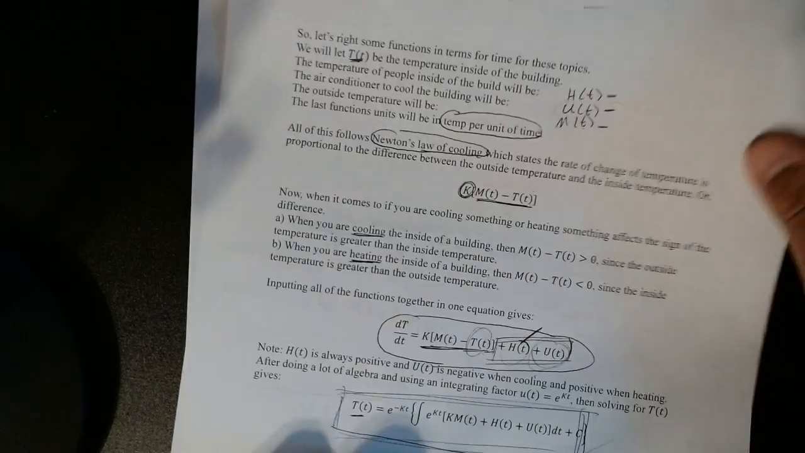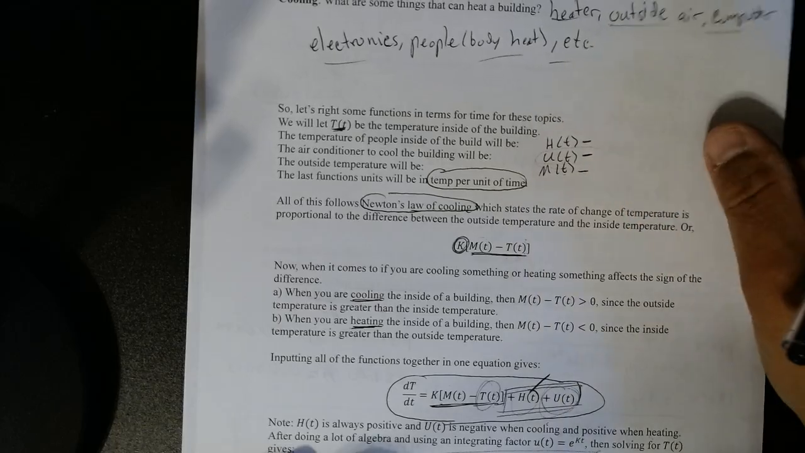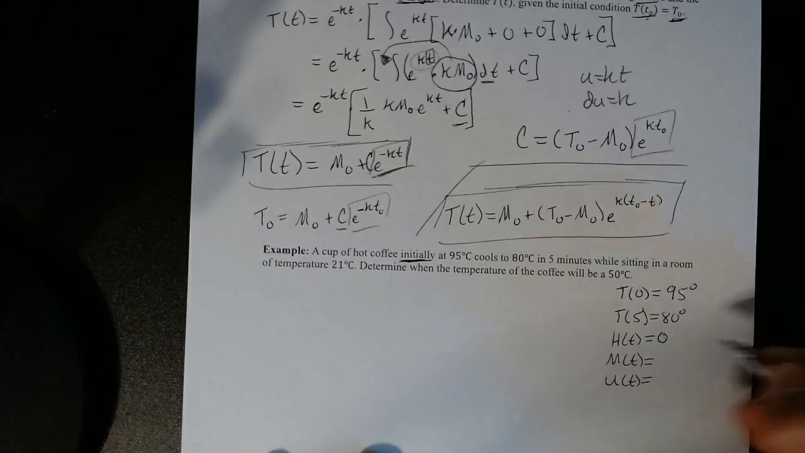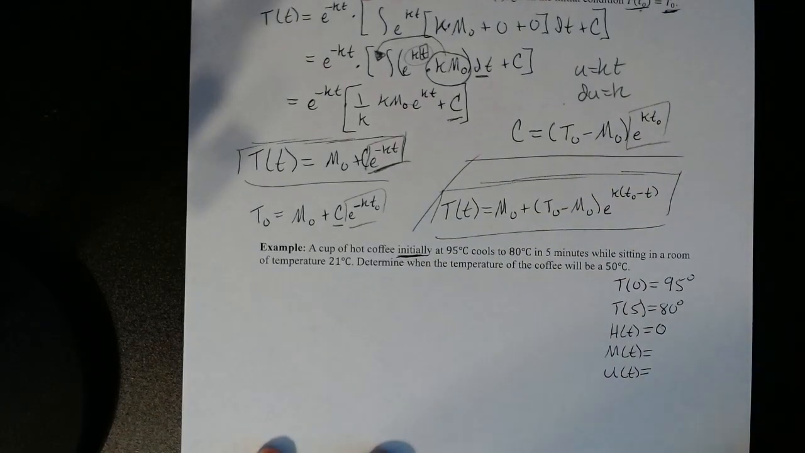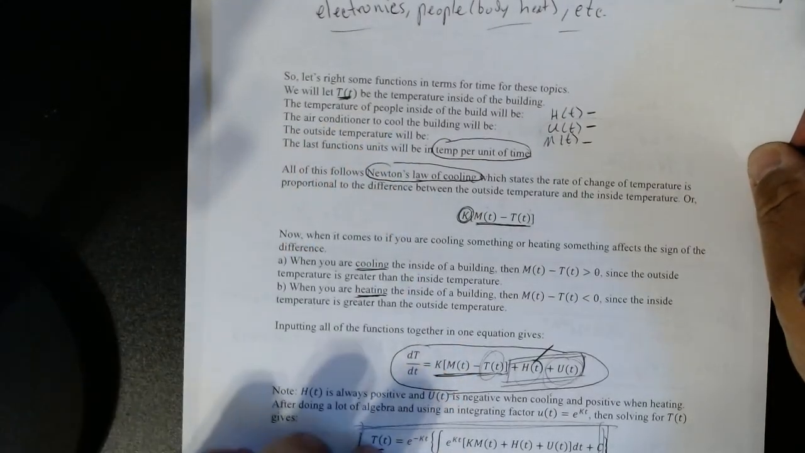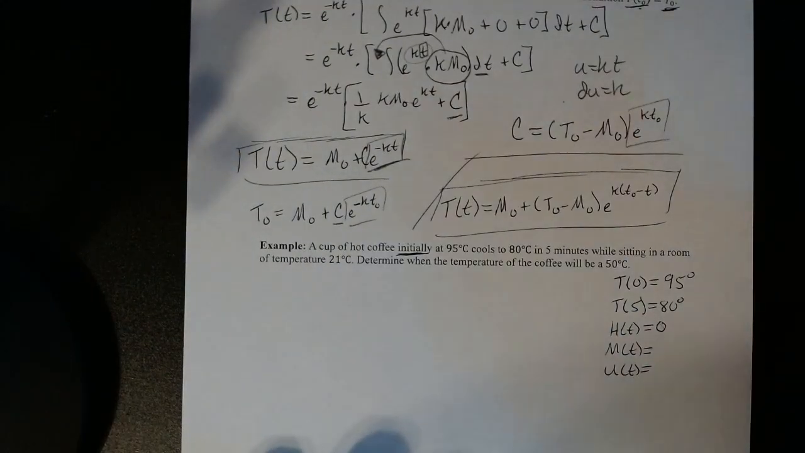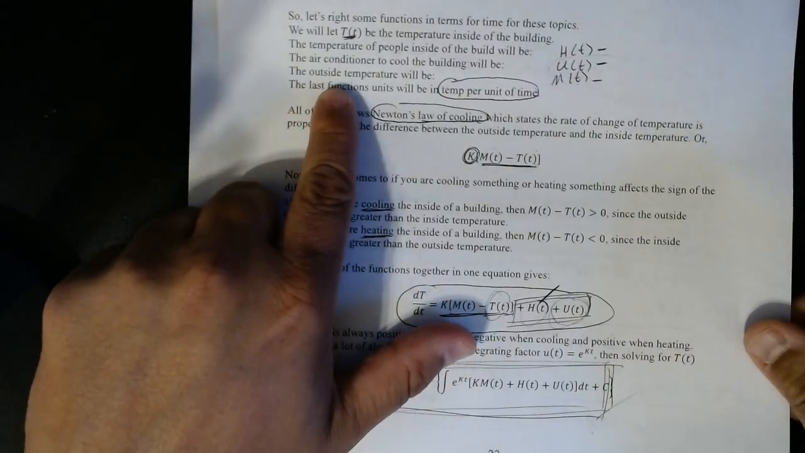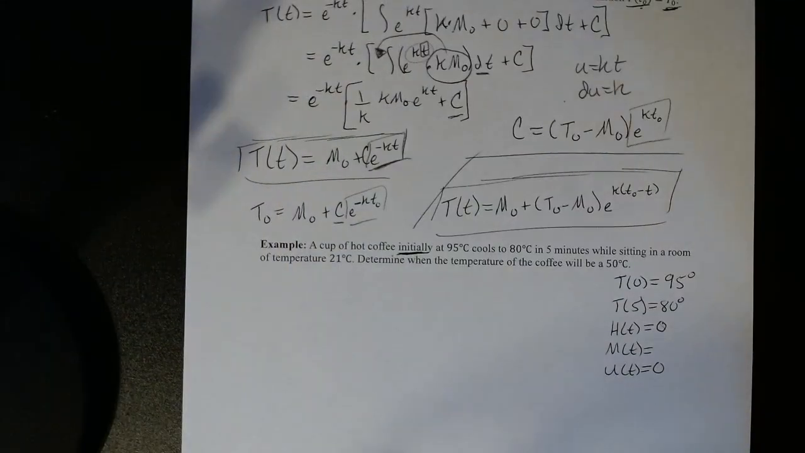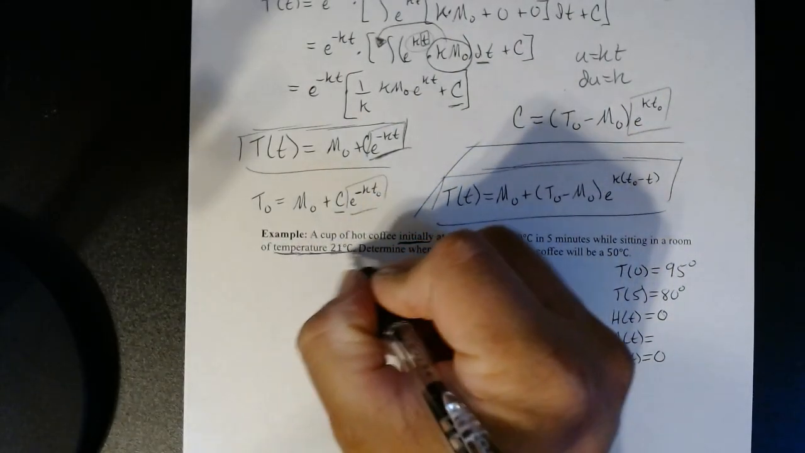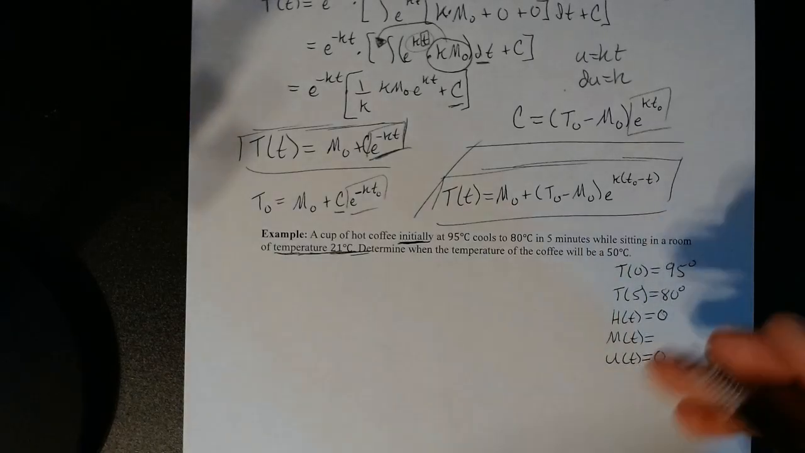All right, so first we'll go down the list. H of t is the temperature of people inside the room. Well, we don't have any people inside this coffee cup, so that's going to be 0. Okay. Next one is U of t. U of t is the air conditioning to cool the building. So we don't have any air conditioning happening here, so that's also 0. And then finally, M is the temperature outside, so the outside temperature is the temperature of the room, which is 21 degrees.